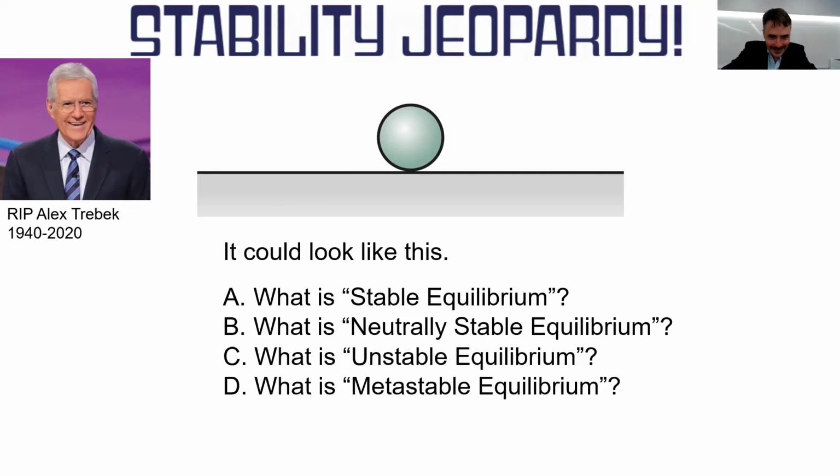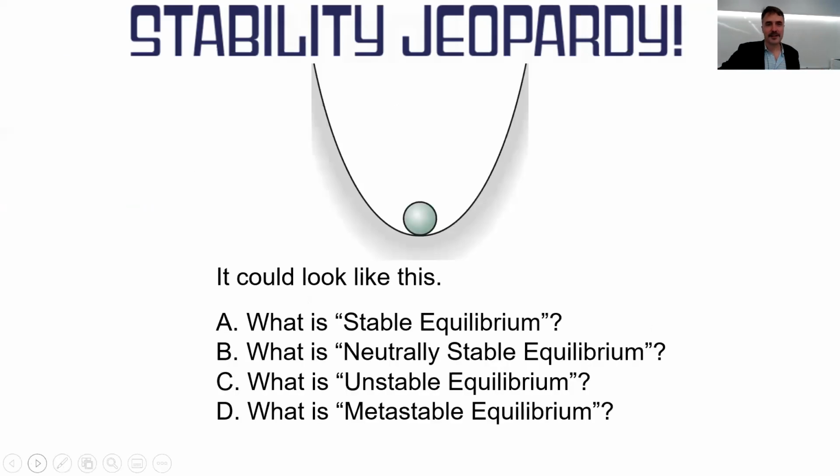So this one, yeah, this was supposed to be B. 29% of you voted for this. It is called neutrally stable equilibrium, because if you give it a little bump, it doesn't accelerate away from equilibrium, but it also doesn't accelerate back towards equilibrium. So it's called neutrally stable. Let's do another one.